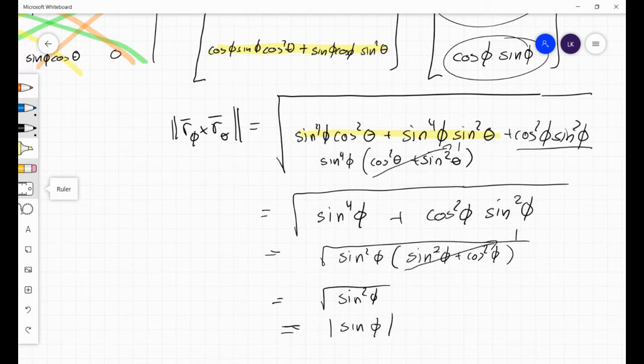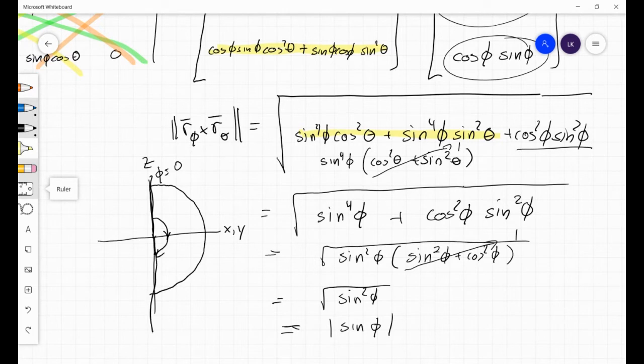But remember that in spherical coordinates, phi, if you look at the xz plane and the z-axis, phi is the angle measured from the positive z-axis, and it's restricted to be between 0 for the positive z-axis, to pi for the negative z-axis. And so sine is positive for those angles, so you can just drop the absolute value bars.